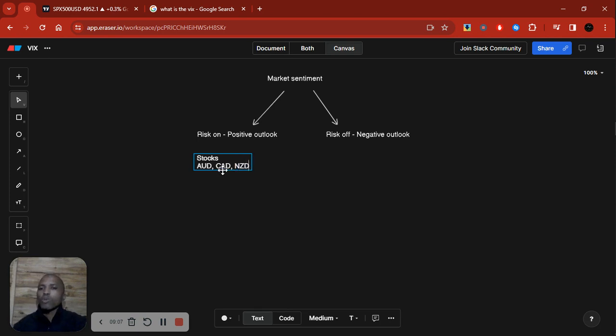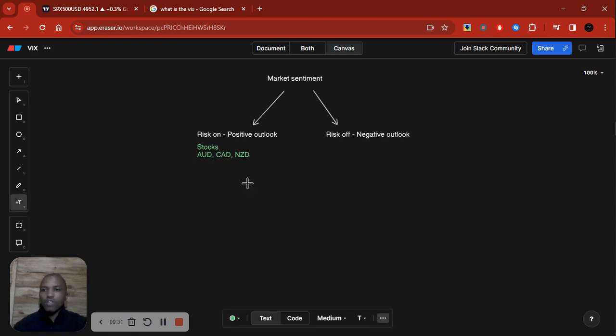So these are all commodity currencies, right? We have stocks, and by stocks I mean even indices: US 30, NASDAQ, S&P 500. And then we have AUD, CAD, NZD. Let's make them green so that you understand that they're actually going up. Those are the ones we focus on in a risk-on environment, because they're expected to do well.